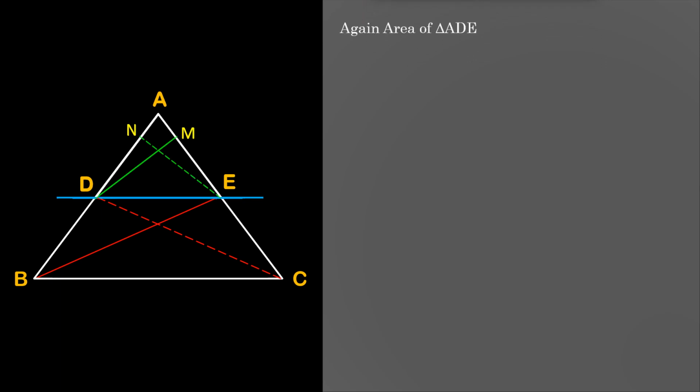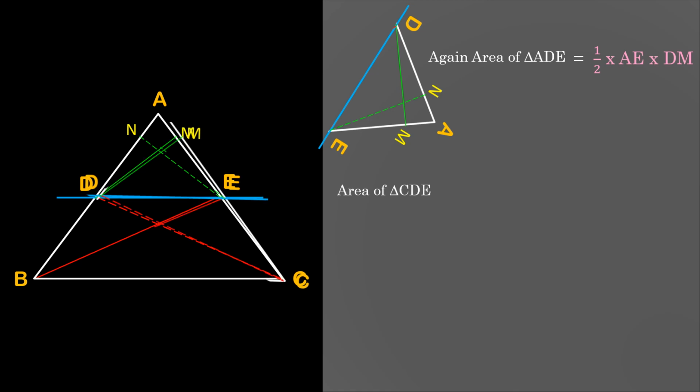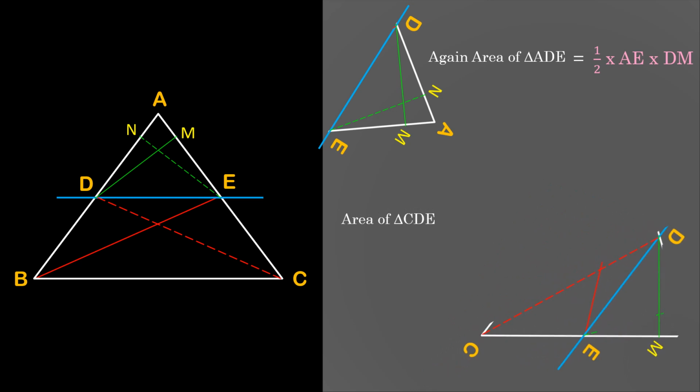Again, we are going to take the same triangle ADE, but we are going to calculate the area differently. We are going to turn this triangle towards the right and make AE the base. Now the area of the triangle is half into base AE and the height is DM. Again, we are going to calculate the area of triangle CDE, which is the lower right side of this. It is an obtuse angle triangle. So half into EC is the base and the height is DM, which is on the external side.